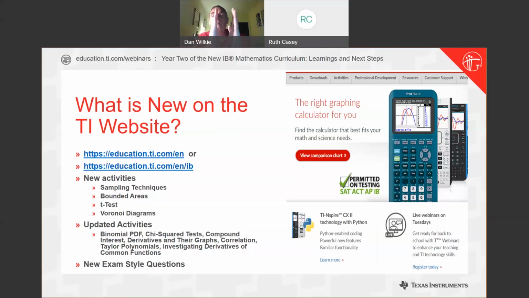So you were both doing the same things in the activities, but one was on the Nspire platform, one was on the 84 platform. So that's what I did with the updated activities.